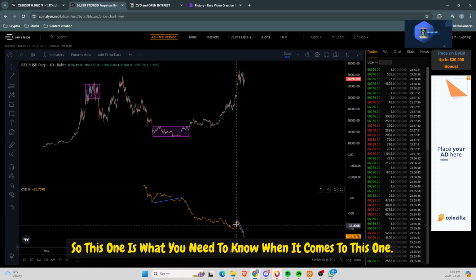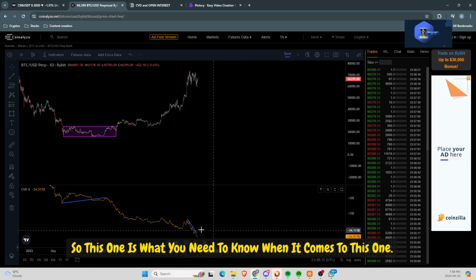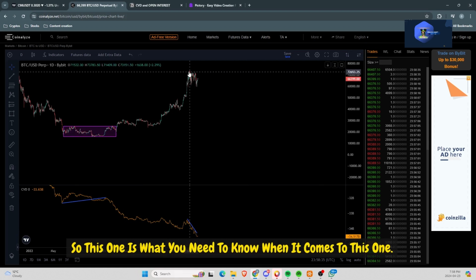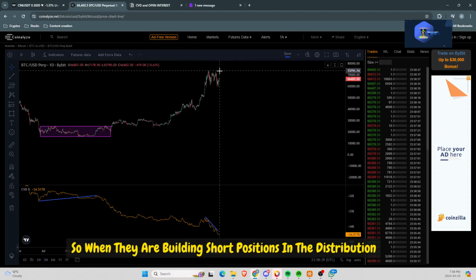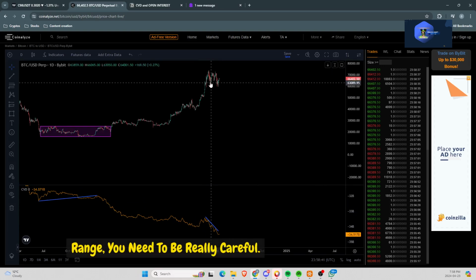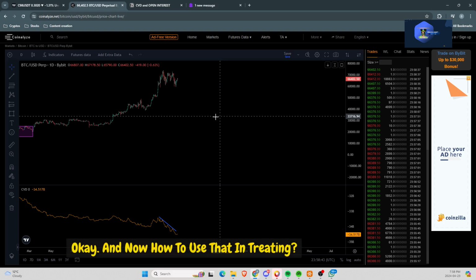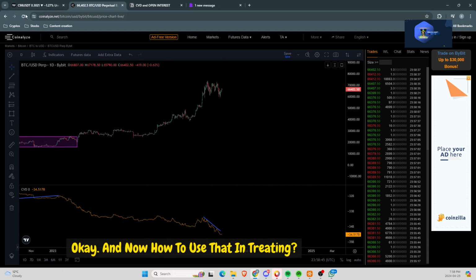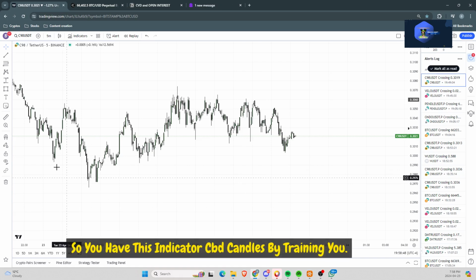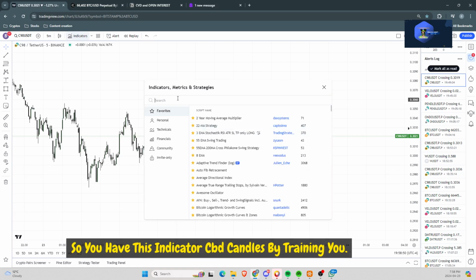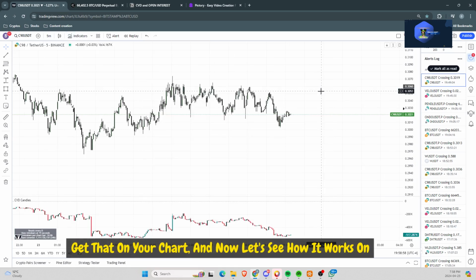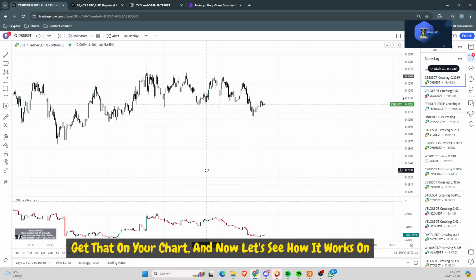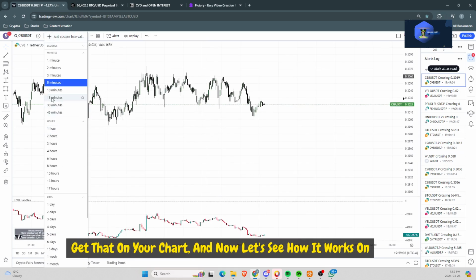Okay, so this is what you need to know. When they are building short positions in the distribution range, you need to be really careful. Now, how do you use that in trading? You have this indicator, CVD candles, by TradingView. Get that on your chart. And now let's see how it works on lower time frames.